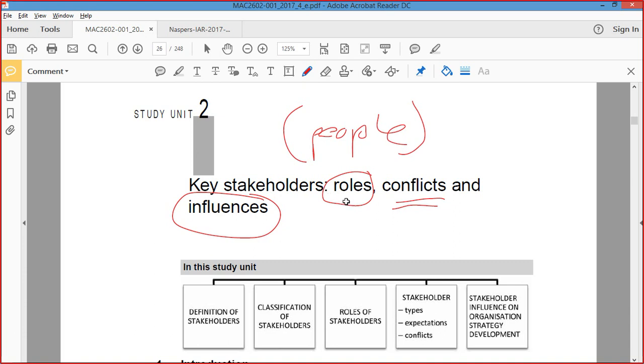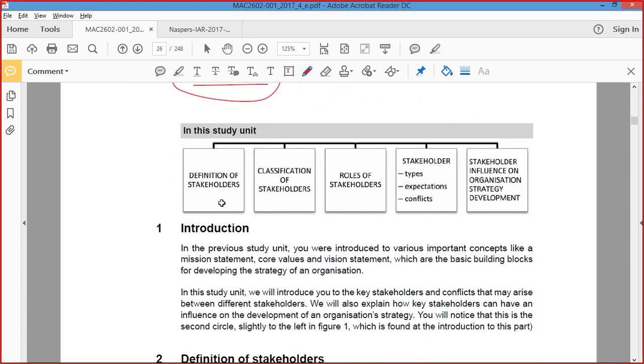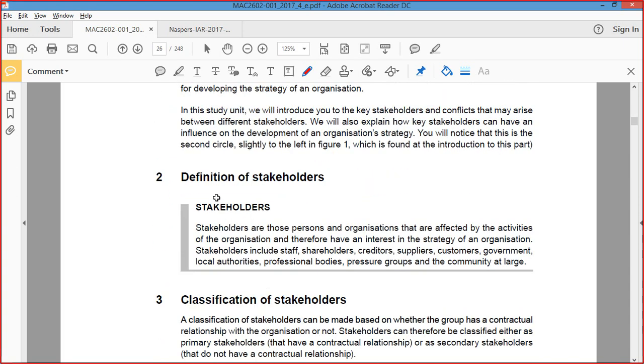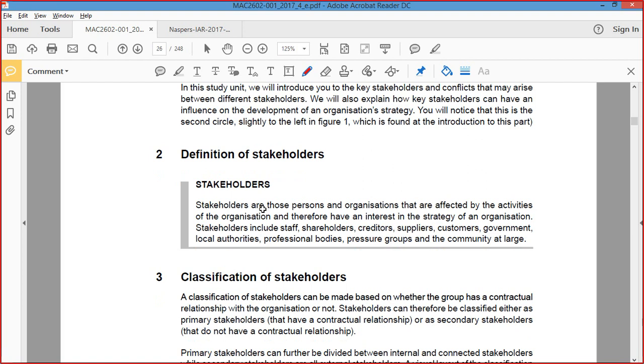Yes. Okay, and people are going to have certain roles. People could have conflict. People could influence. So when looking at this unit, you'll see they've defined a stakeholder. Earlier you spoke about them. Obviously stakeholders are people like staff, shareholders, creditors, suppliers, customers, government. There's such a lot. Almost anyone is a stakeholder so long as they're affected by the business's actions or activities.